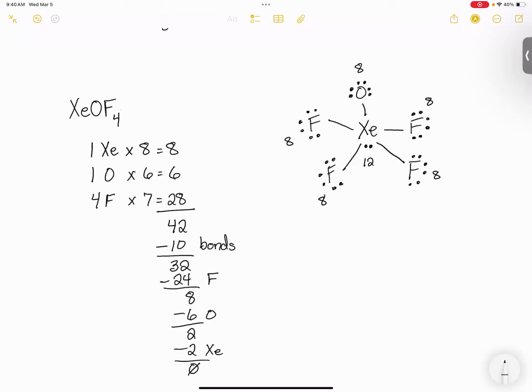I was asked, can you put the oxygen on one of the fluorines? And the answer is no. We do not, in this particular case, have 2 central atoms. And also fluorine will only ever have a single bond. It will never have 2 bonds to it.